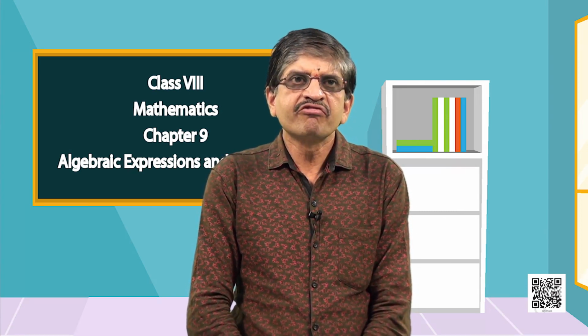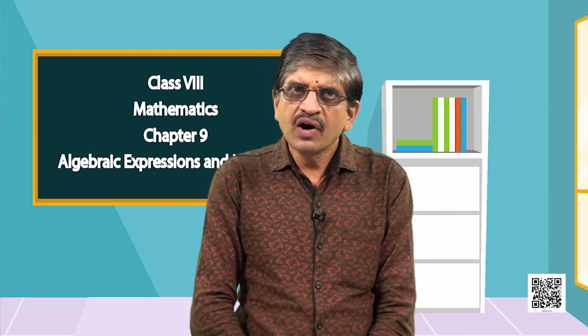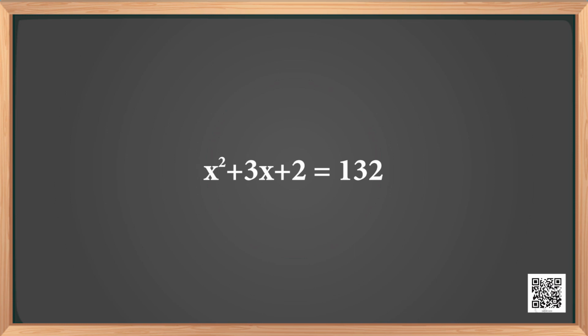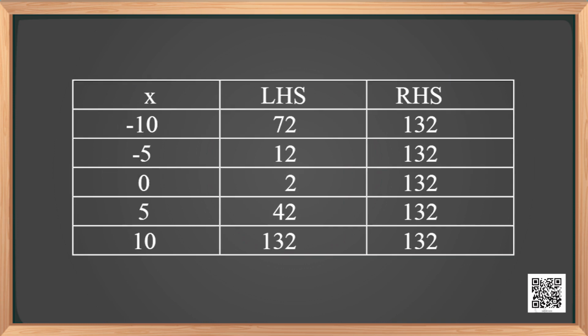An equation is true only for certain values of the variables in it. It is not true for all the values of the variable. Let us consider the following example. x square plus 3x plus 2 is equal to 132. We shall evaluate both sides of this equation for some values of x. Say x is equal to minus 5, minus 10, 0, 5 and 10. If you observe the values in the above table, it is true only for x is equal to 10, but it is not true for other values of x.